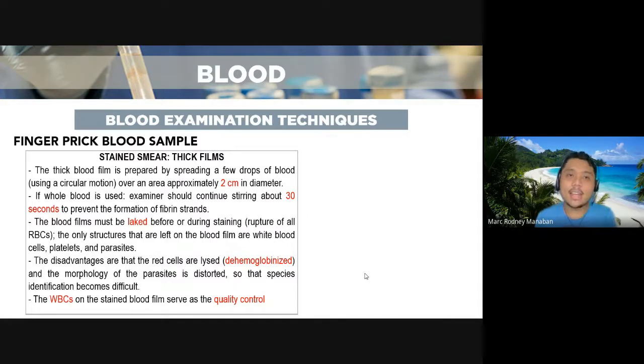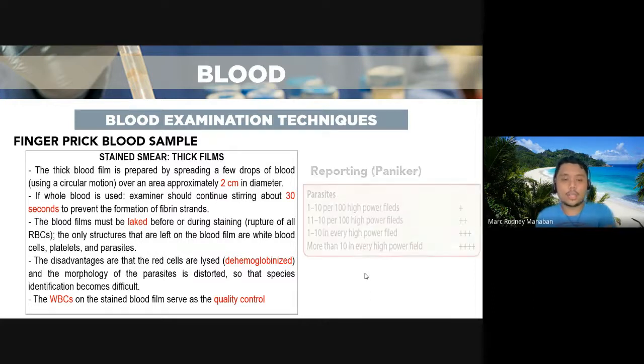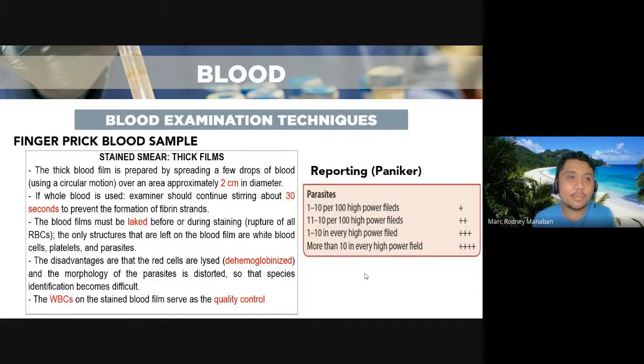Okay. All right. And WBCs will serve as your quality control. So if the WBCs show the proper color, then you could say that your stain is working properly. Okay? So your WBCs are the quality control. And here's an example of reporting from your thick films based on Panicker. But again, it differs per institution. Okay? And as you can see, in Panicker, the unit used is HPF. But again, the recommended is oil immersion field. Okay? Oil immersion field. Alright?